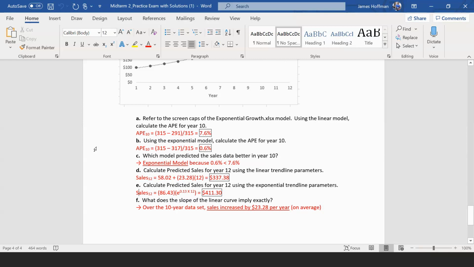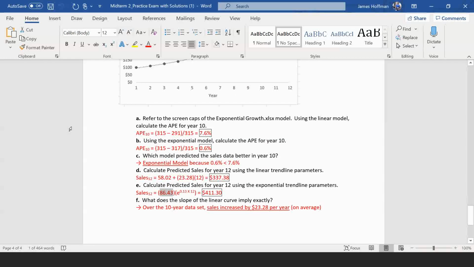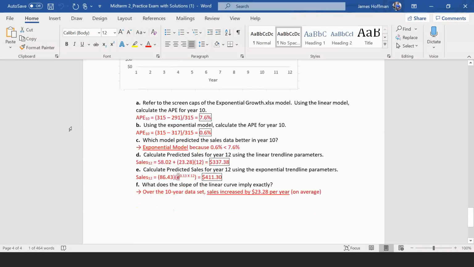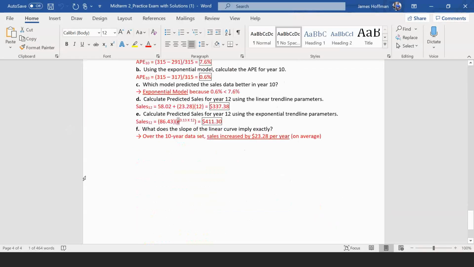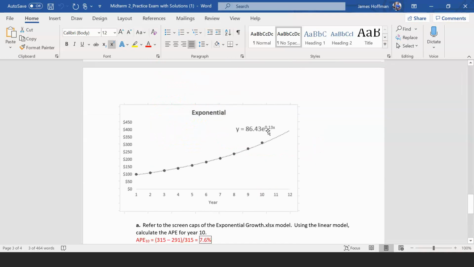Okay, so sales for year 12 equal 86.43. That's one right there. All right, times E, the number E, and that's raised to 0.13 times 12. So this is E raised to 0.13 times X. X is equal to 12 for year 12.